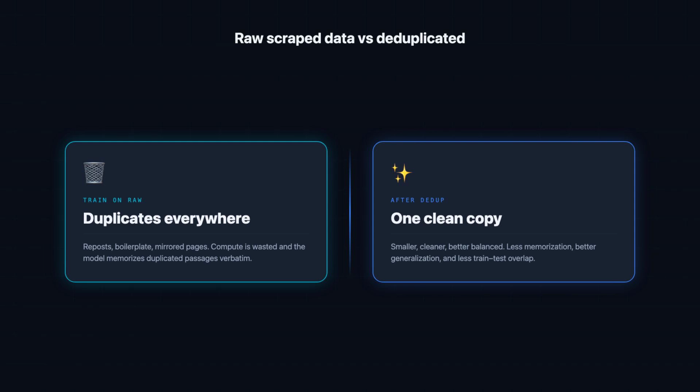Now picture training on deduplicated data instead. You keep one clean copy of each thing and simply drop the rest. The result is a corpus that is smaller, cleaner, and much better balanced. The model memorizes far less, generalizes noticeably better, and you also get cleaner evaluation because far less of your test set has quietly leaked into the training data through duplicates.